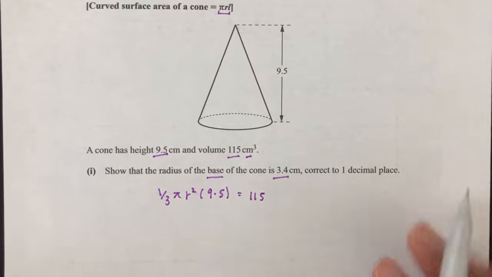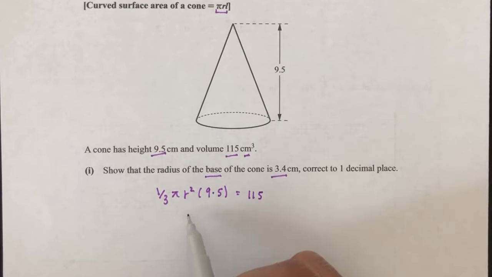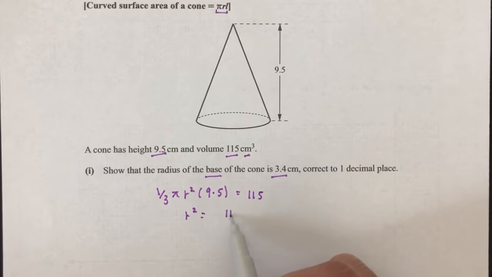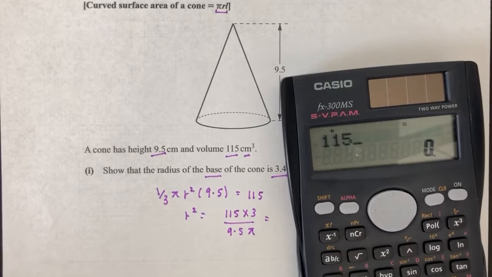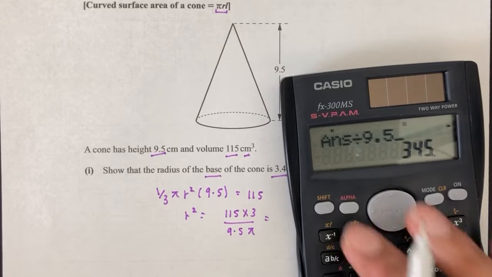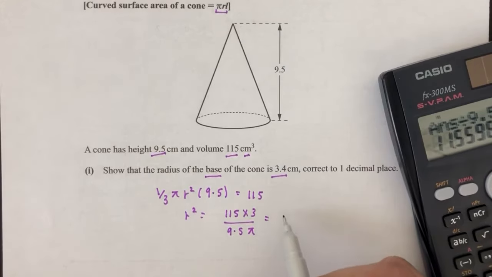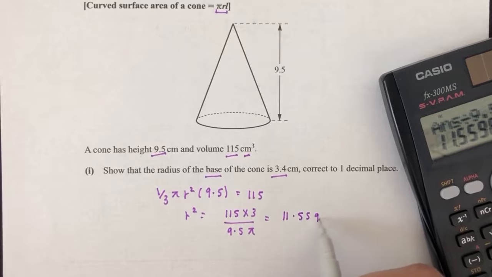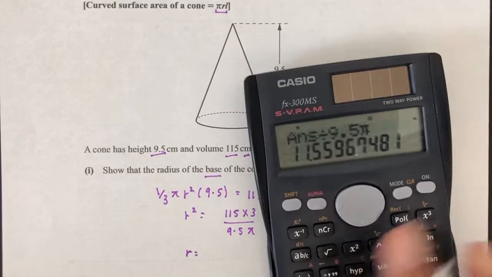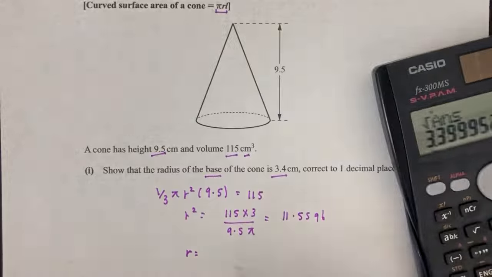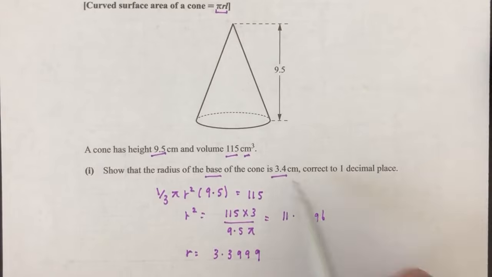Find the value of r. So let's do that. R square will be 115 times 3 divided by 9.5 pi, which is equal to what? Times 3 divided by 9.5 pi. That will be 11.5596. So r is equal to square root of that, 3.3999, which is 3.4 correct to 1 decimal place. So just say shown as required.